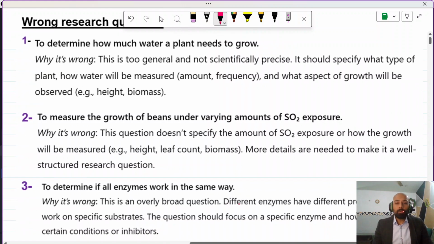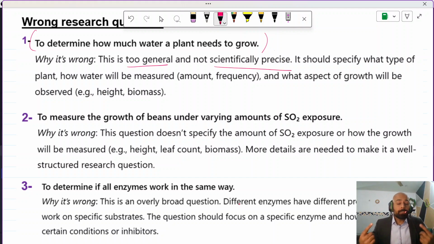Now, if you focus on this very first research question, to determine how much water a plant needs to grow, do you think this is a good research question? Of course not, right? You're going to lose marks if you put the question this way, because the question is too general and not scientifically precise. It should specify what type of plant and how water will be measured, so that it is measurable. Make this very clear, that you are entirely focusing on the two main things: one is your IV and one is your DV.